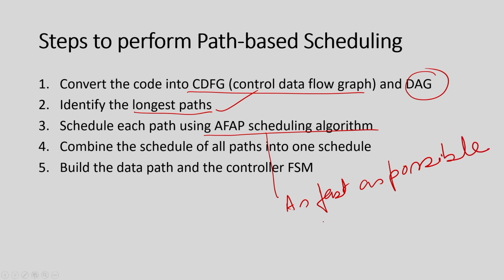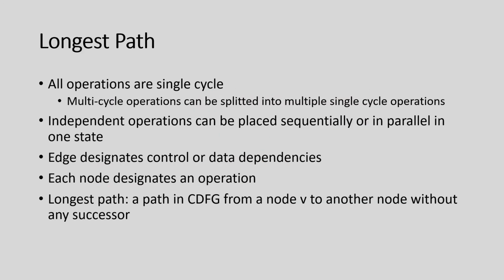As our target is to execute as fast as possible, operation chaining is very important in this context. This is a new algorithm I am going to talk about, what the AFAP algorithm is. It is not ASAP or ALAP, it is AFAP. And then you combine the schedules of all paths into one schedule, and then you build the data path and controller FSM. Right. So, these are the 5 steps to be performed in the path based scheduling algorithm. Let us go into each step at a time.